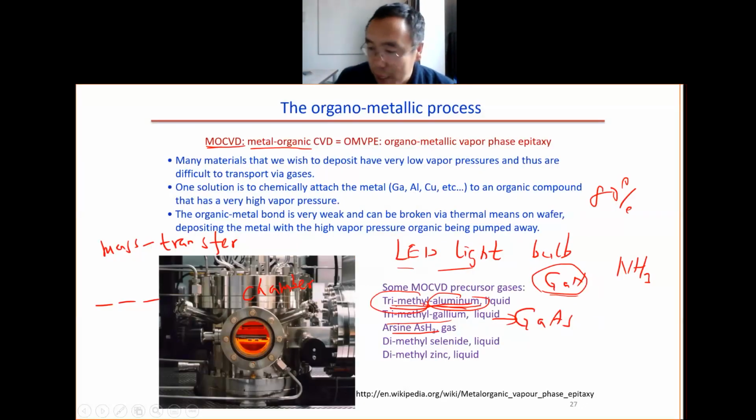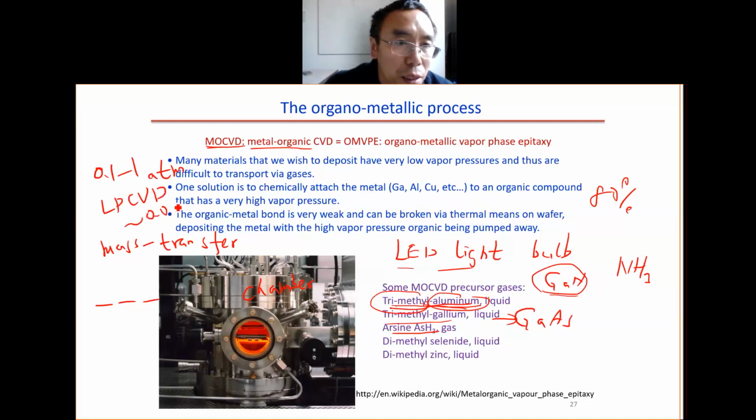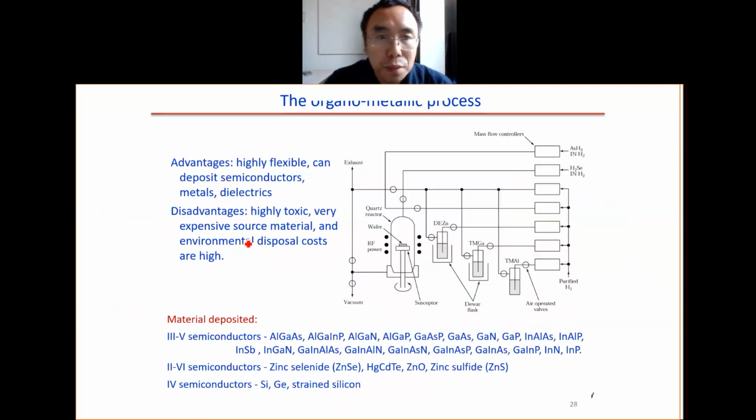Normally the pressure is close to atmosphere pressure, but not always. It is about 0.1 to 1 atmosphere. This is why, for the low pressure CVD, its number is about 0.001 atmosphere. For the LPCVD, it's 0.001 atmosphere. For the MOCVD, it's 0.1 to 1 atmosphere. But this one is run in the mass transfer limited regime.